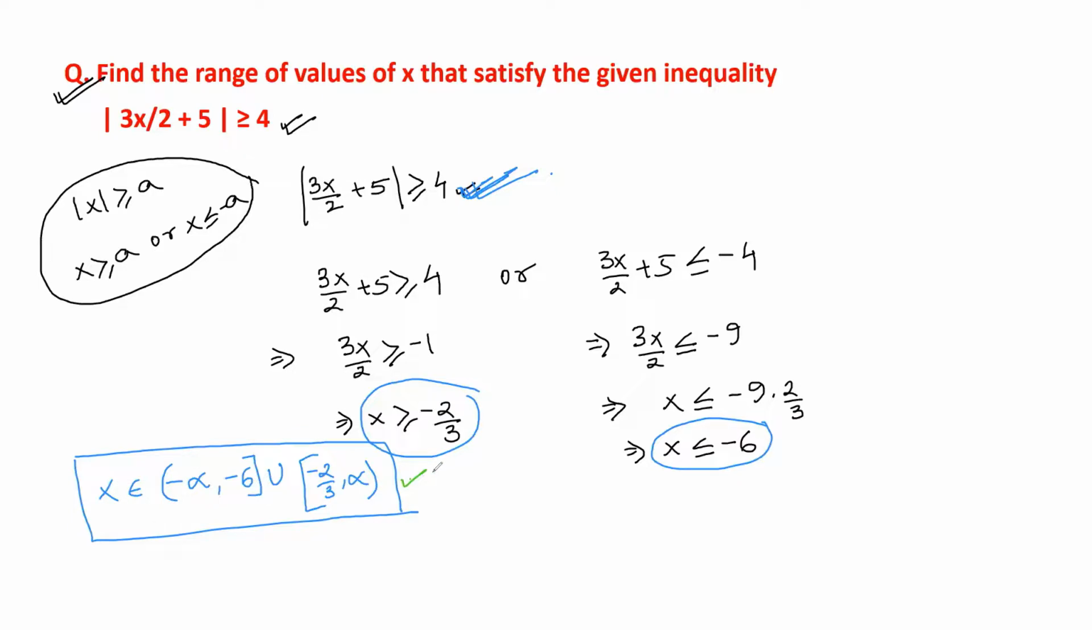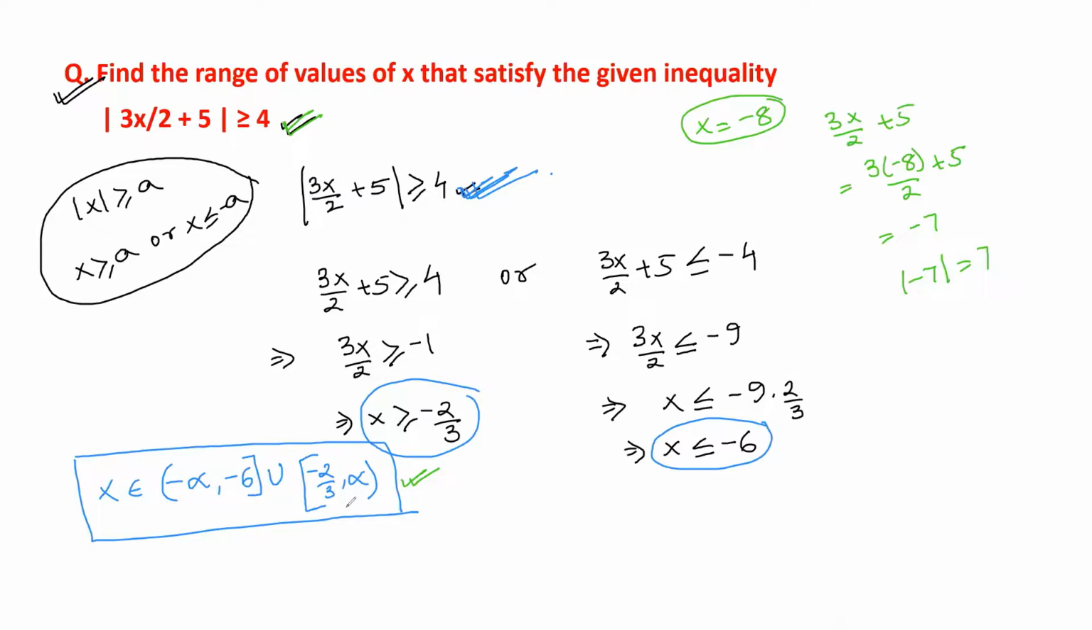We can also verify this solution simply by taking any random value of x in this range. For example, between minus infinity to minus 6, we can consider one value of x. Let us assume x to be minus 8, and let us see whether x equal to minus 8 satisfies this inequality or not. If x is minus 8, in that case, 3x by 2 plus 5 would be simply 3 times minus 8 by 2 plus 5, which would be minus 12 plus 5, that is minus 7. And mod of minus 7 would be 7, which is greater than 4.